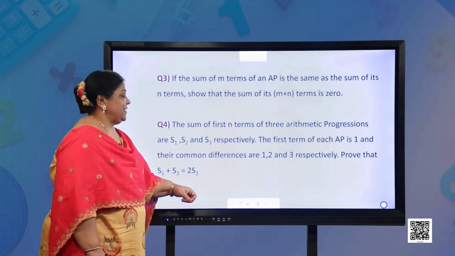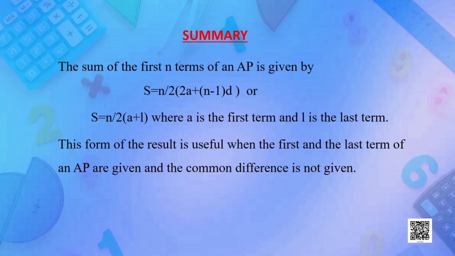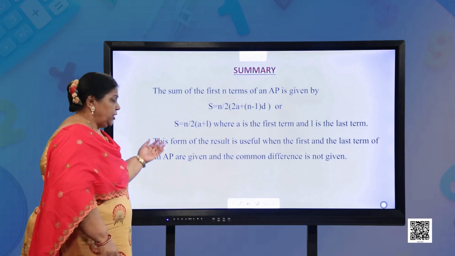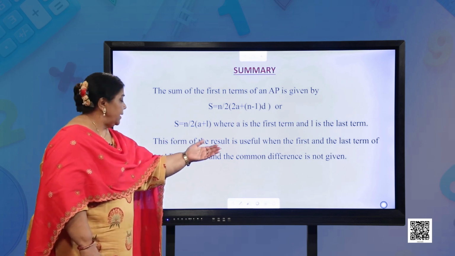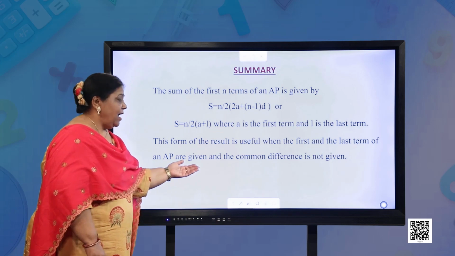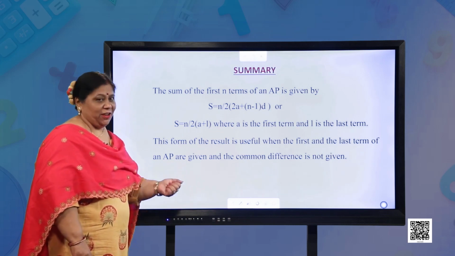Okay students, let us see the summary. The sum of the first n terms of an AP is given by S is equal to n upon 2 into (2a plus (n minus 1) into d), or S is equal to n upon 2 into (a plus L), where a is the first term and L is the last term. This form of the result is useful when the first and the last term of the AP are given and the common difference is not given.